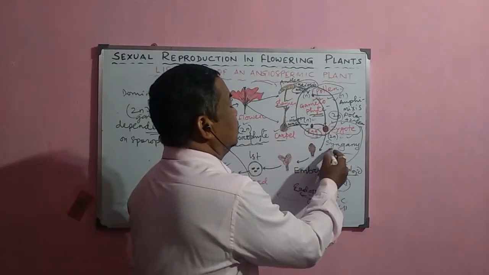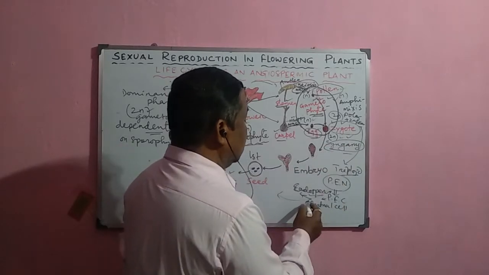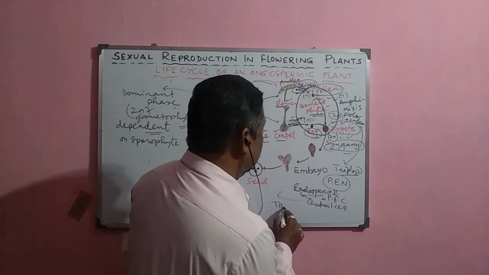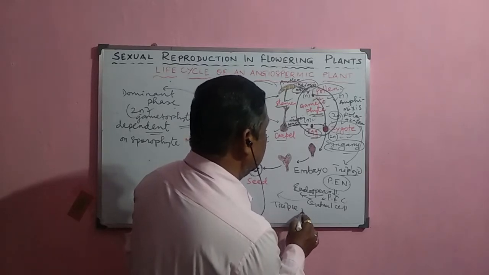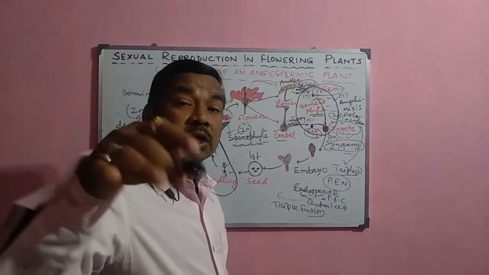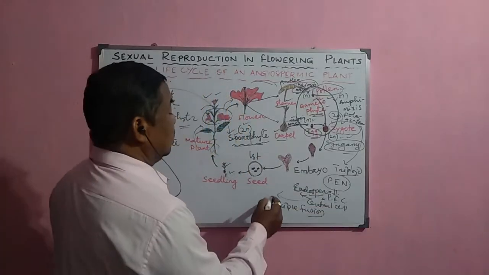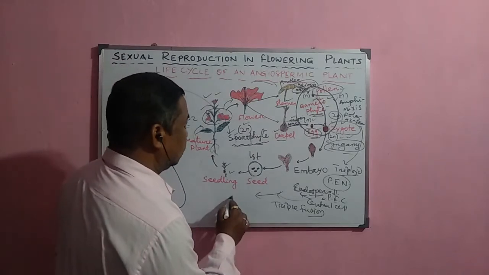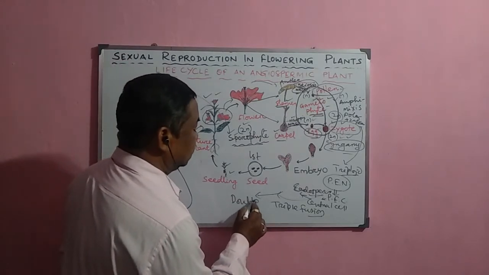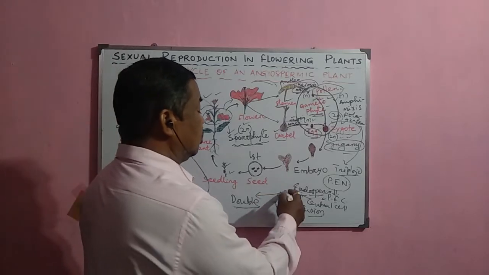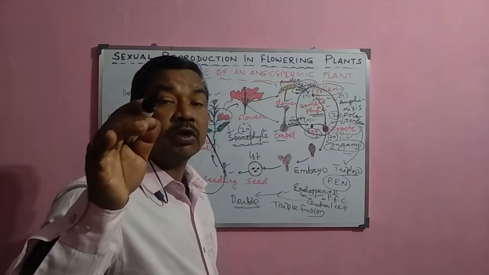This process occurs simultaneously along with the formation of the zygote, or syngamy. So syngamy and the triple fusion, this process is called the triple fusion, occur simultaneously. That is why the process of fertilization which occurs in the angiospermic plant is called double fertilization. It is named so because the fertilization occurs twice.